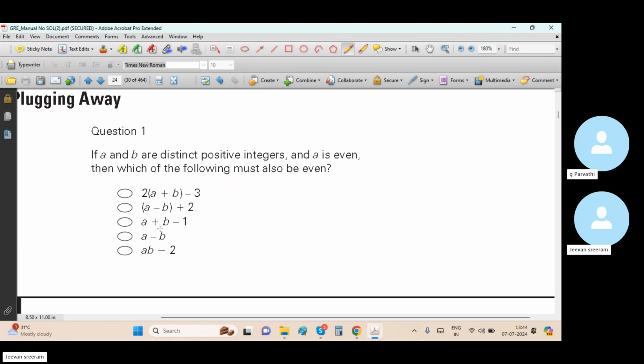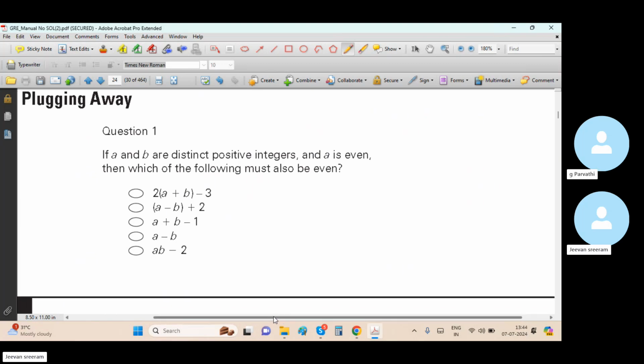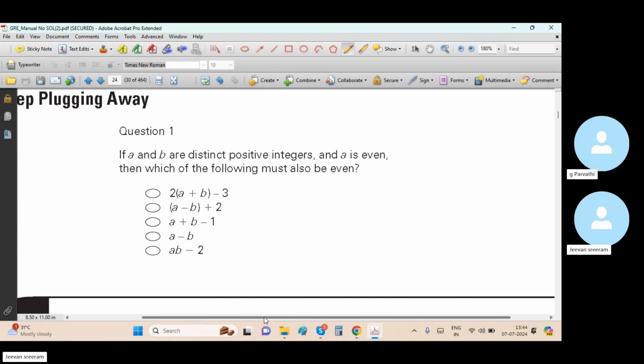So another challenging question type is "must be." Must be means all the time, always. So there will always be restrictions. A and B are distinct. Distinct means different. They are positive. Should always remember all these things. And A is always even. A must be even.